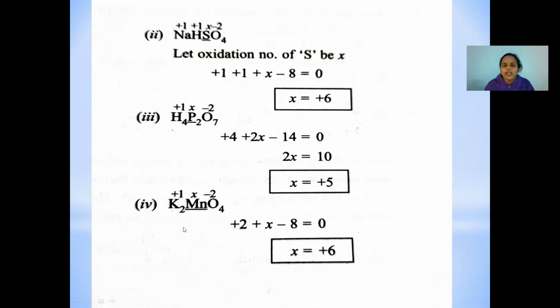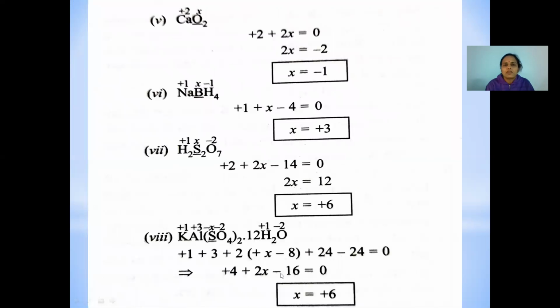Similarly, you take the case of K2MnO4. You need to calculate the oxidation number of manganese here. Potassium is your alkali metal with oxidation number of plus 1. Manganese you need to calculate, so you will assume that to be x, and oxygen it is minus 2 respectively. So 4 atoms of oxygen are there, minus 8. So plus 2 plus x minus 8 equals 0. x is present here in plus 6 state.